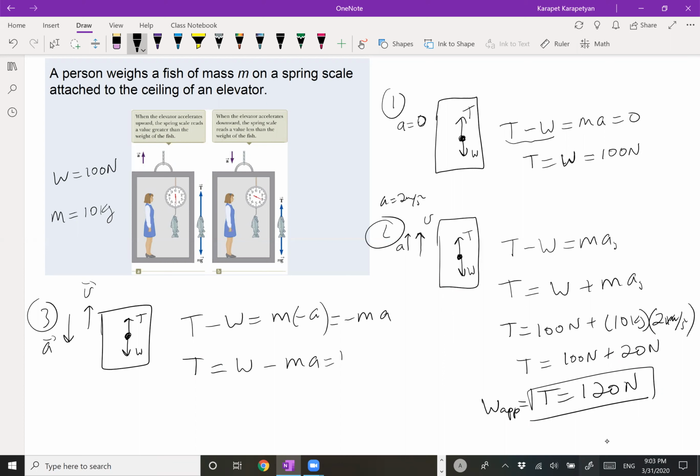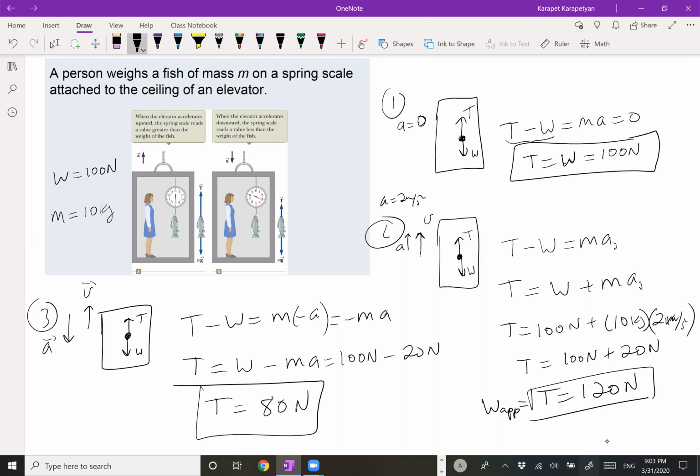Well, we know that the weight is 100 newtons. Mass times acceleration, same thing, 10 kilograms times 2 meters per second squared, let's say. So minus 20 newtons. Well, tension this time is only 80 newtons. That means going from 100 newtons when the elevator is at rest, you get a tension increased when the elevator is speeding up upward, to tension decreased when the elevator is slowing down as it's moving upward.